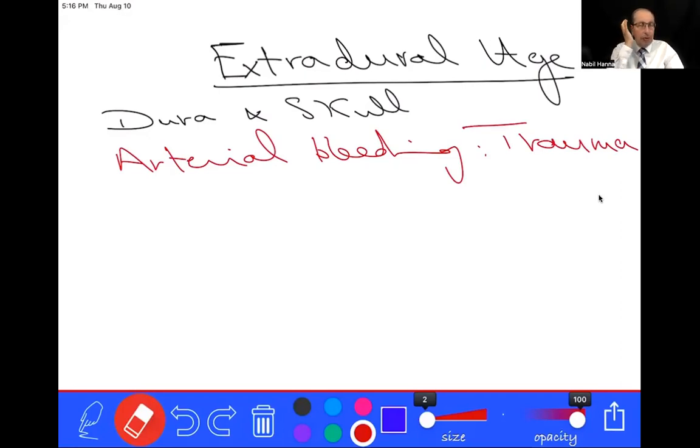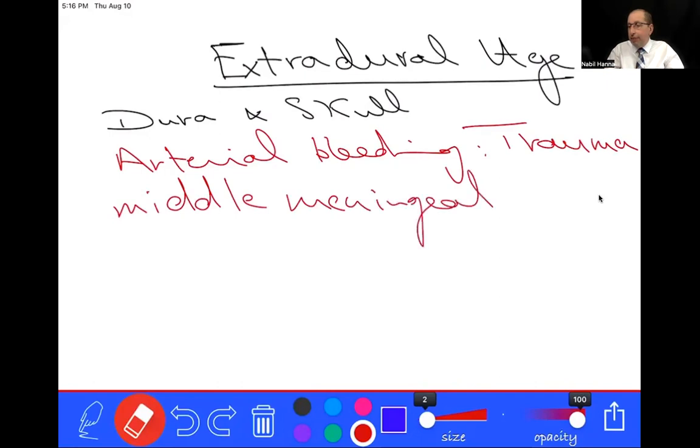And trauma to this part, when you get fracture or trauma to this part, we have an artery that runs in the extradural space here, and it's called the middle meningeal artery. This is the artery that is most liable to get injured with head trauma, because this is the thinnest part of the skull.